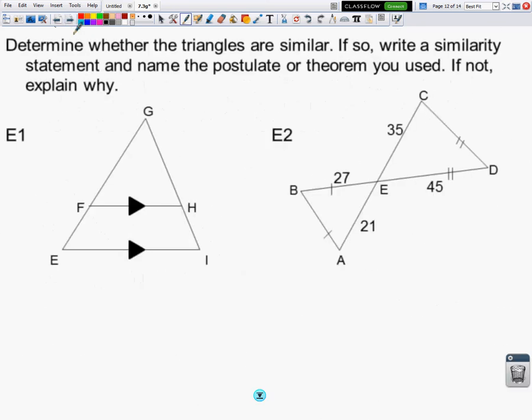Some of your problems today, they're simply going to ask you, can you determine if there's enough information to state that the two triangles are similar, and what postulate did you use? In other words, did you use side, side, side, or side, angle, side? What did you use?